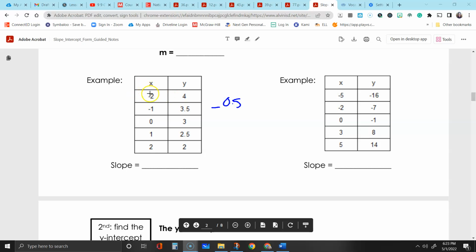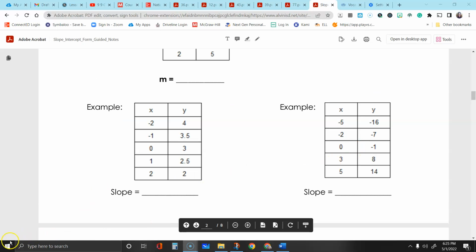Let's look at this one. -2 to -1, -1 to 0, 0 to 1, so it's adding 1. So it would be -0.5 over 1.